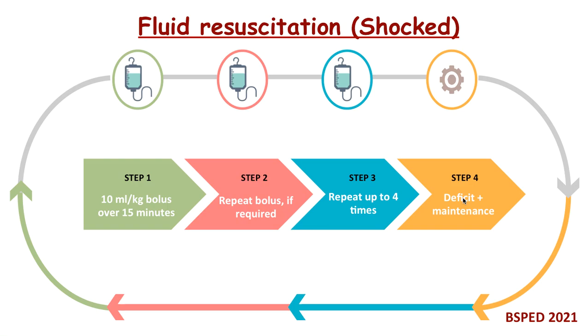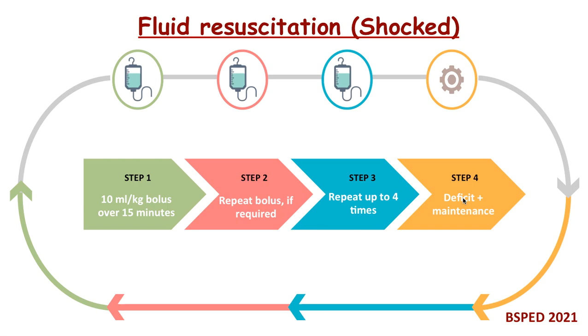So how do we begin fluid resuscitation? As per the BSPED guideline, if the patient is shocked, we start with a 10 ml per kg bolus and we will give it over 15 minutes. If the patient does not respond to this bolus, then we will repeat the bolus, and up to 4 times we will keep on repeating this bolus.